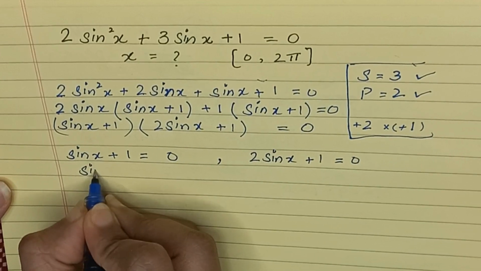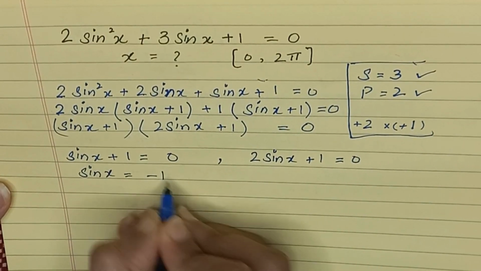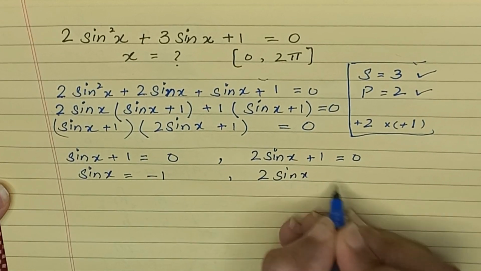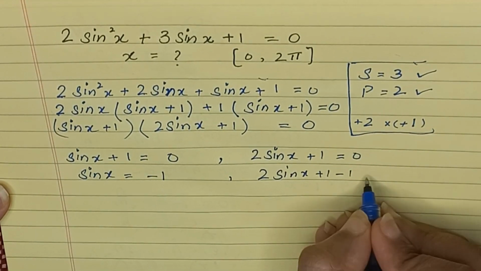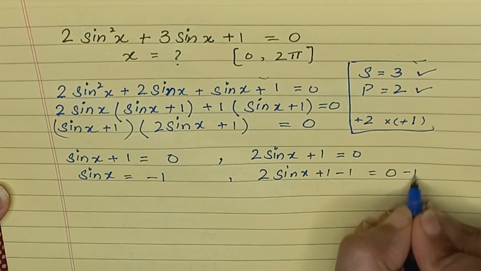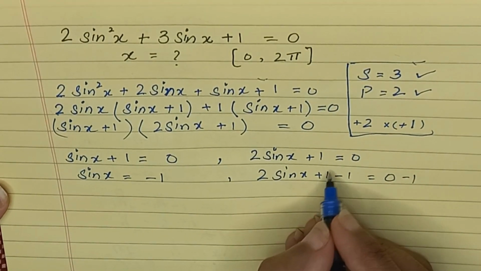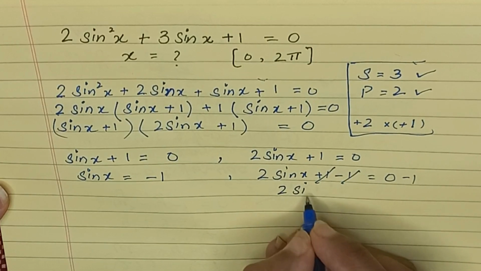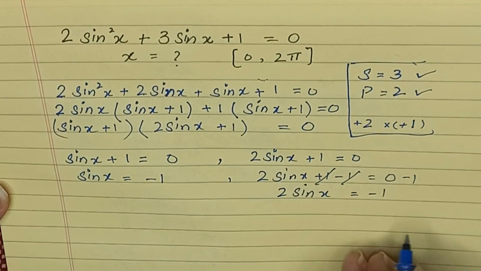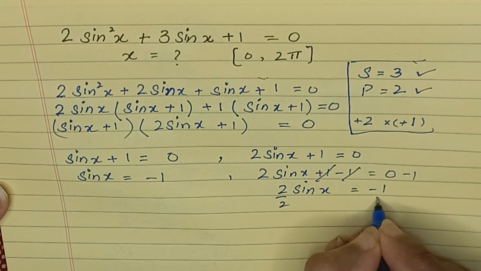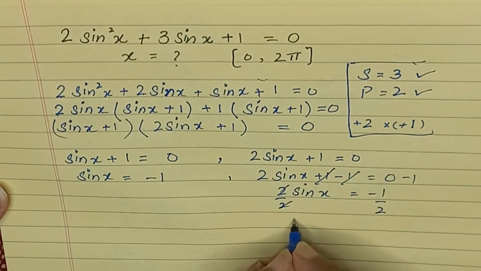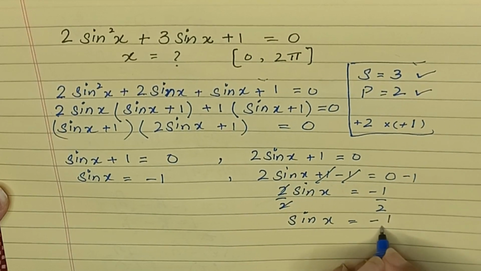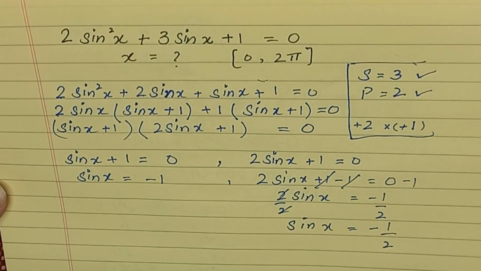From here we have sine x is equal to negative 1, and from here we have 2 sine x plus 1, and subtracting 1 from both sides, we get 2 sine x which is equal to negative 1, and dividing both sides by 2, we get sine x is equal to negative 1 divided by 2.